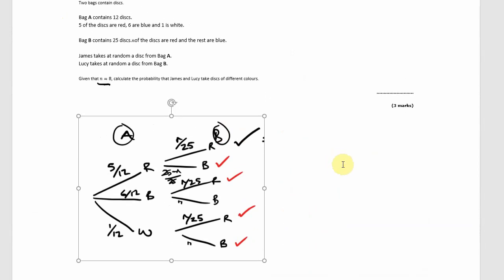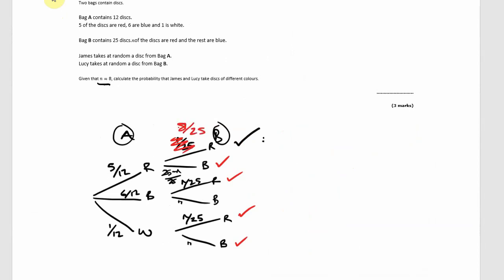So there we go. The probability of red is actually going to be, what did we find it as, 8 over 25, and the probability of blue is actually going to be 17 over 25. So we can continue that on all of these branches.